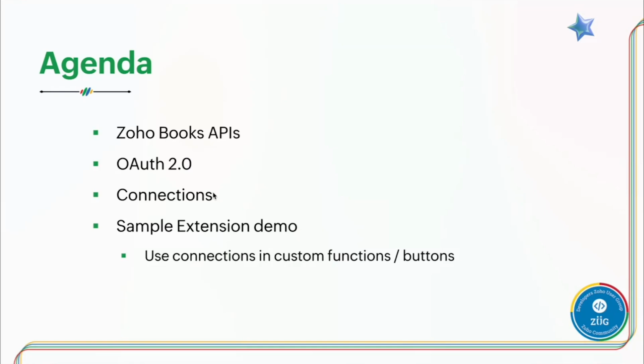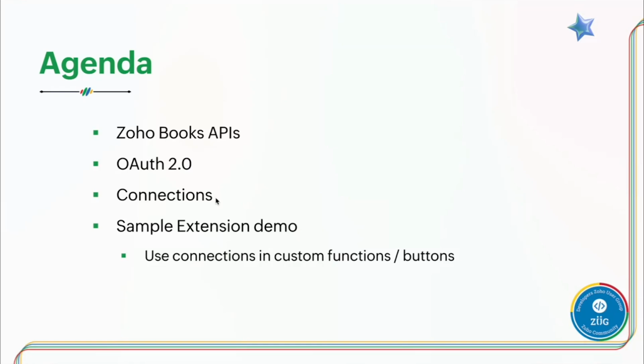Finally, with a few example use cases for Zoho Books, wherein an extension would be required, we demonstrate how we can build those extensions in the Zoho Books Developer Portal using the connections and the Zoho Books APIs. So this is going to be our agenda for today's session.